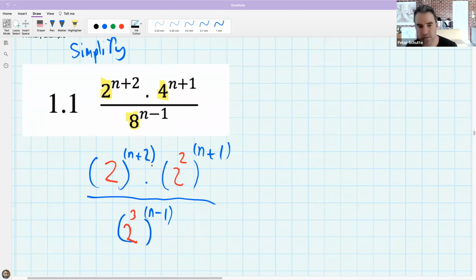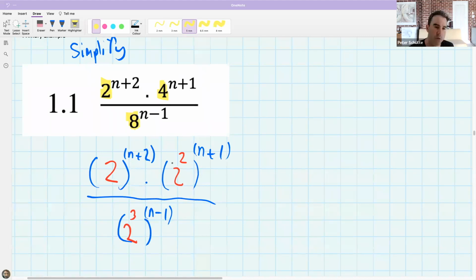Just give me a thumbs up if everybody's followed the stuff in red. That's step 1, to break down your bases so that they all are the same base. Okay, great. But now here's the next problem.